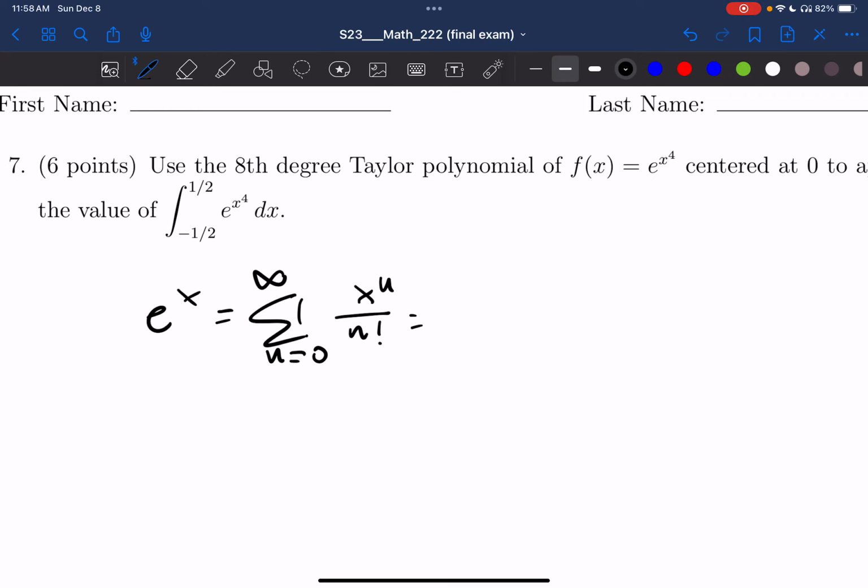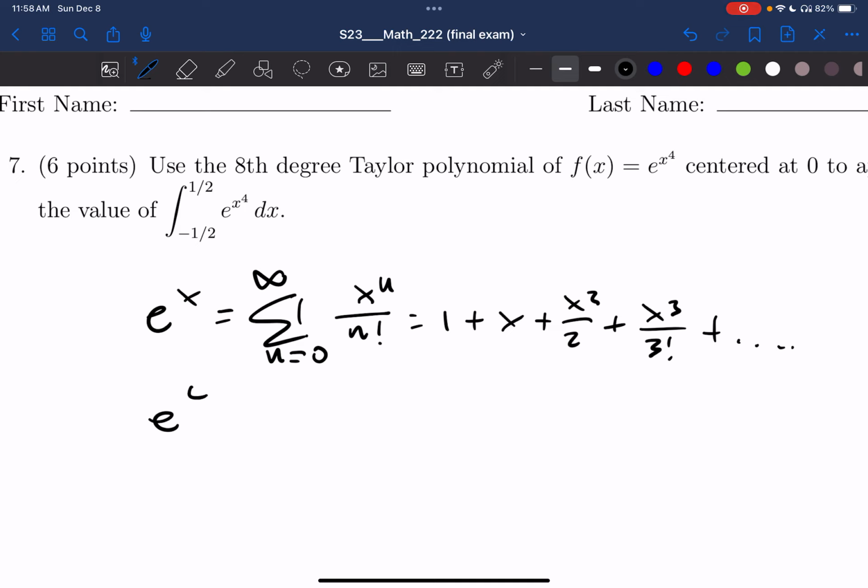Looking at this, if we plug in 0, we're going to get 1. Plus, if you plug in 1, you're going to get x divided by 1, which is just x. Then you're going to get plus x squared divided by 2 factorial, which is 2, plus x to the third power divided by 3 factorial, plus dot dot dot and so on.